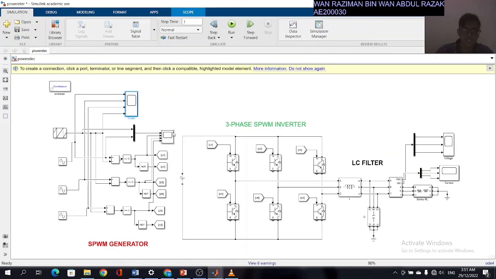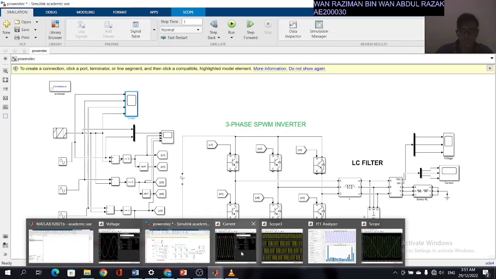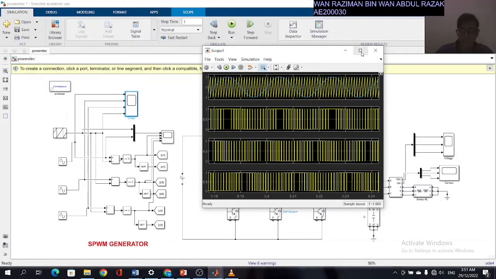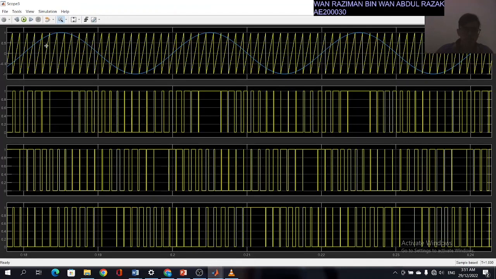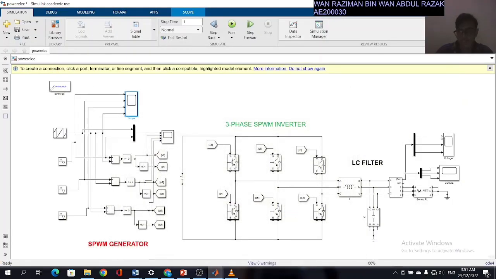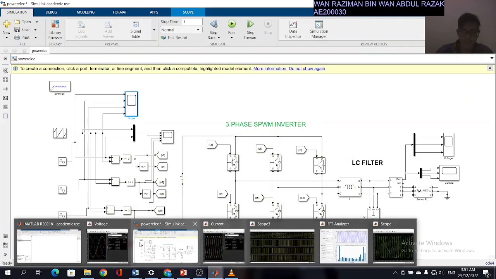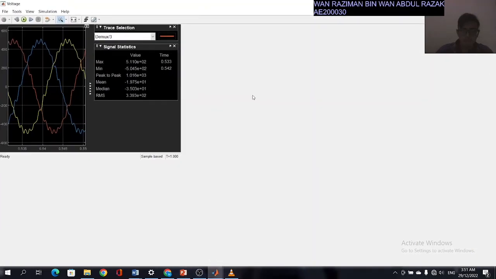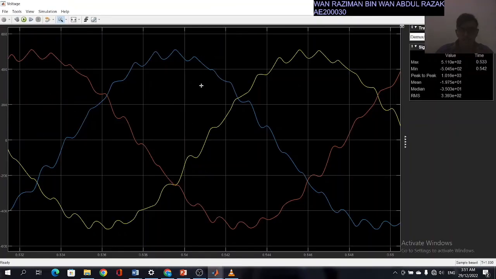Next, the second scope. The result we get is the sawtooth and sinusoidal wave, and this is the square wave for the switching. Next, for the voltage and current. For the voltage wave, we got a sinusoidal voltage wave, but not too smooth, and the V peak is about 511 volt.